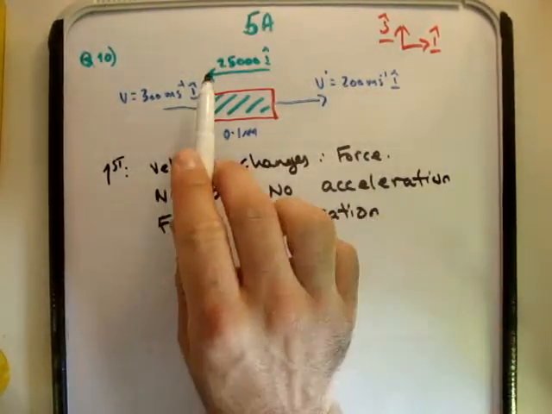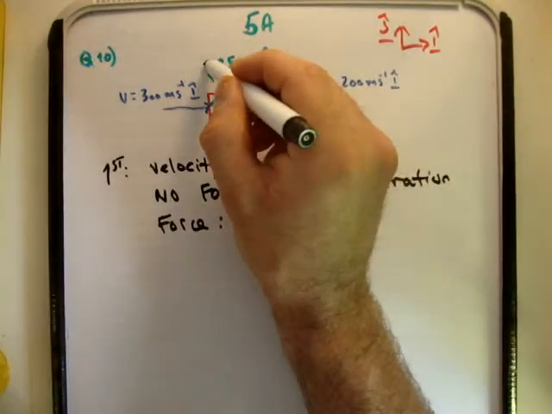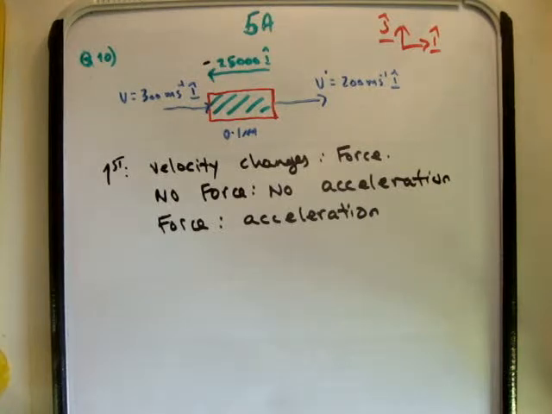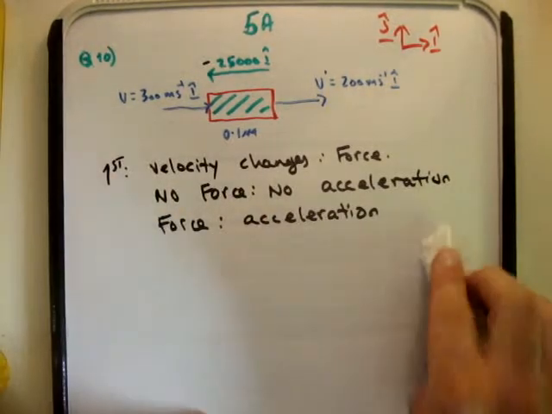So in this case, we have a force of 2500 newtons in the negative i-hat direction. Sorry, that should be a negative sign there. That means that we have a deceleration. We must have it. All right. So that's how we apply Newton's first law.